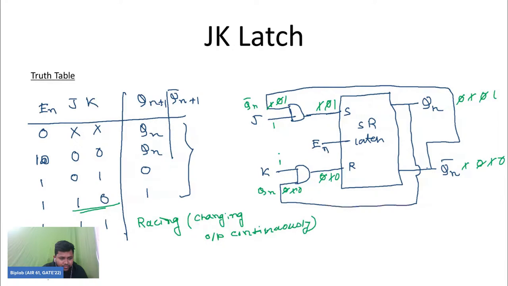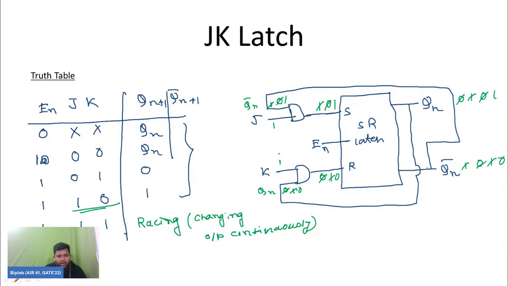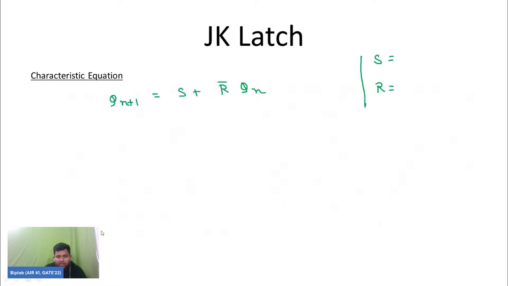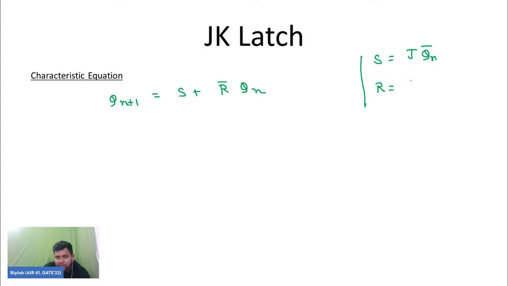Now, what will be the characteristic equation then? For SR, let us write it first. For SR, it was Qn plus 1 equals S plus R bar Qn. Now let us put the values of S and R in this JK flip-flop. Look here: S is nothing but J into Qn bar, so S is equal to J Qn bar. And R is nothing but K into Qn.